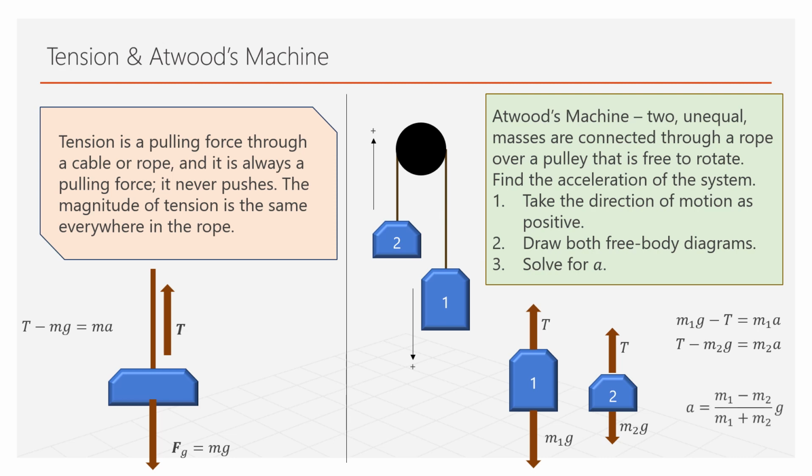Then we can solve for the acceleration, and we get that the acceleration is equal to the difference in masses divided by the total mass, then multiplied by the acceleration due to gravity.